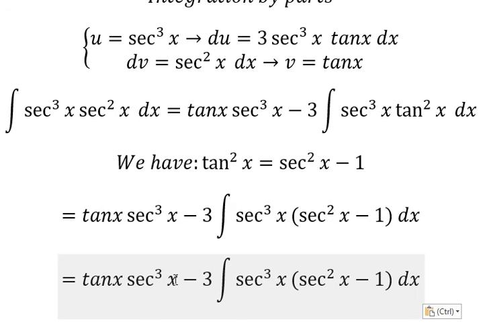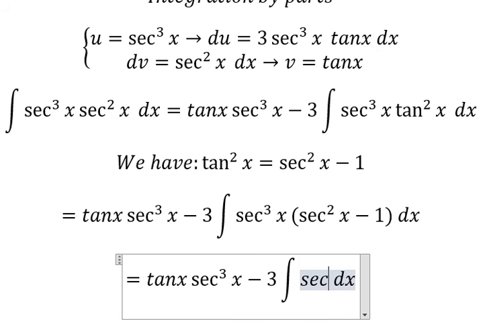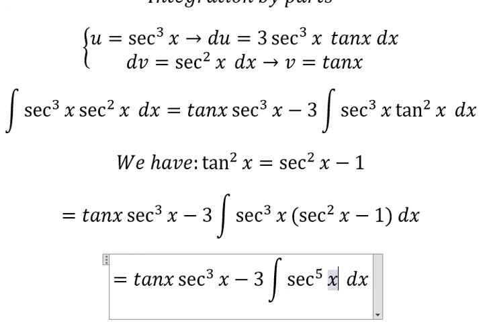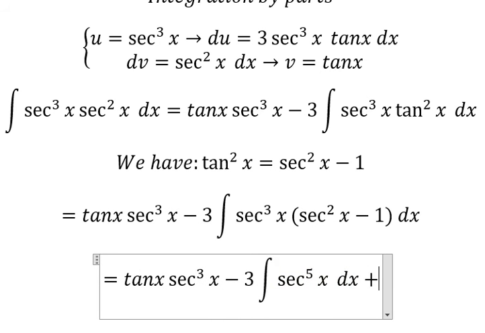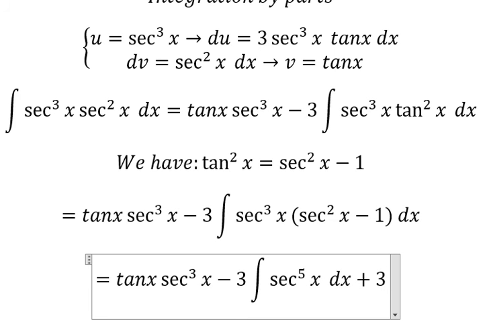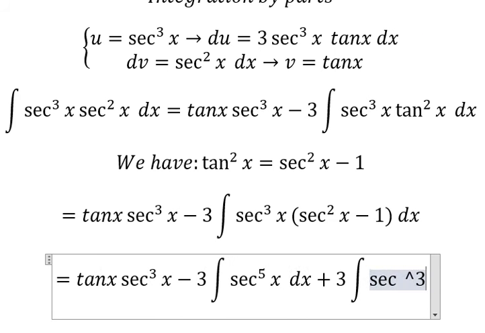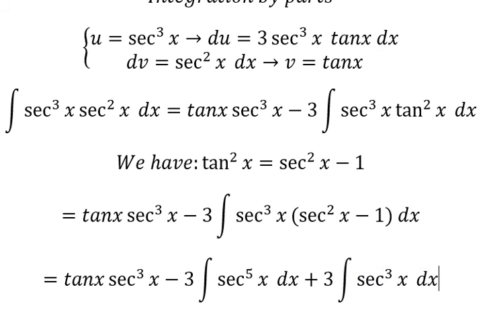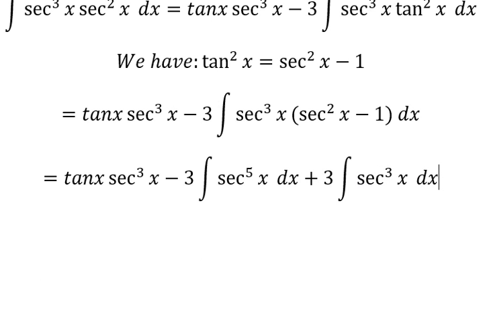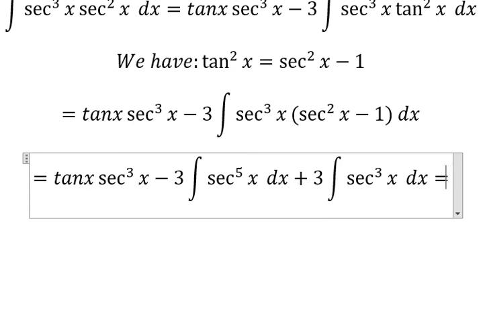So negative 3 secant of s squared multiplied by secant of s squared, we will have secant of s to the power of 5. Negative, you get positive 3, the integration of secant of s to the power of 3 ds. And we know that this one equals the integration of secant of s to the power of 5.